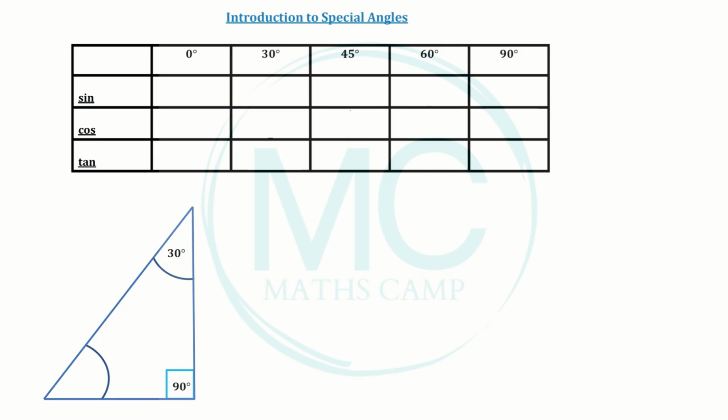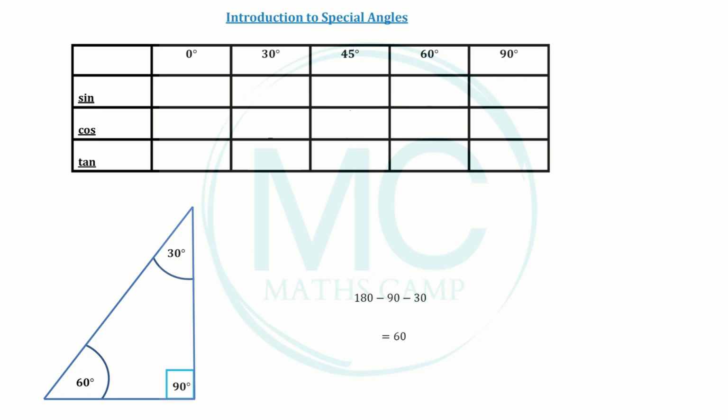Now we need to find the size of the angle at the bottom of the triangle. We know that the sum of the interior angles of a triangle are equal to 180 degrees. So let's find the size of the third angle. And we can say 180 minus our 90 degrees, which leaves us with 90, minus the 30 degrees, which leaves us with 60. So we can put 60 degrees in over here.